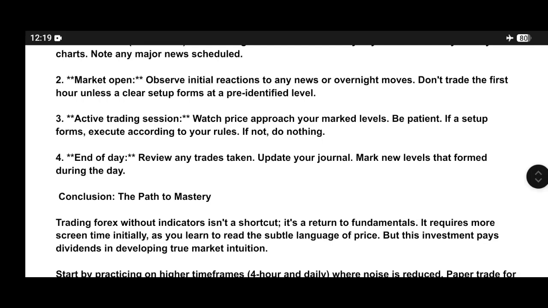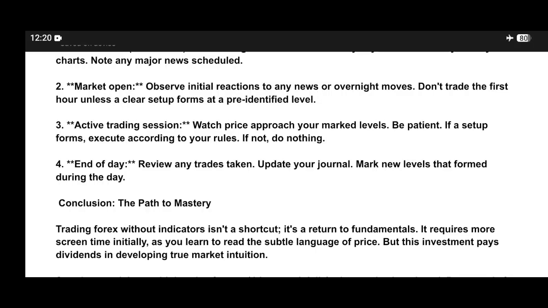Then four, end of the day, review any trade taken. Update your journal. Mark any new level that formed during the day so that it will help you go for another day trade the next day. Are you getting me? So these are basically what you need to follow and understand.